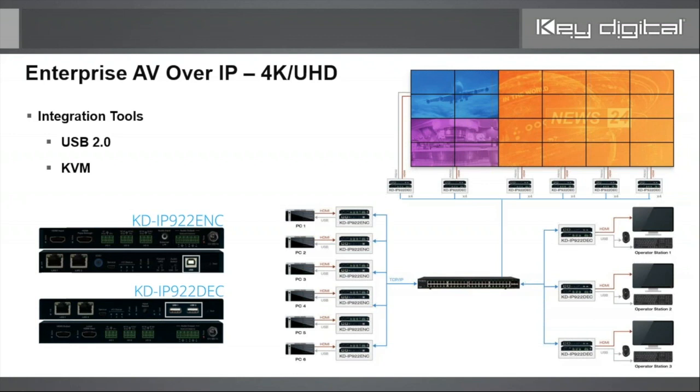How about keyboard, video, and mouse in an operation center? Here we see 3 operators in the operation center and 6 operator PCs. The operator PCs have a USB connection from the encoders, and the operator stations have a decoder with the keyboard and mouse plugged in. And whichever PC they are viewing, they will have keyboard and mouse connectivity. So with the 922, USB follows the HDMI.